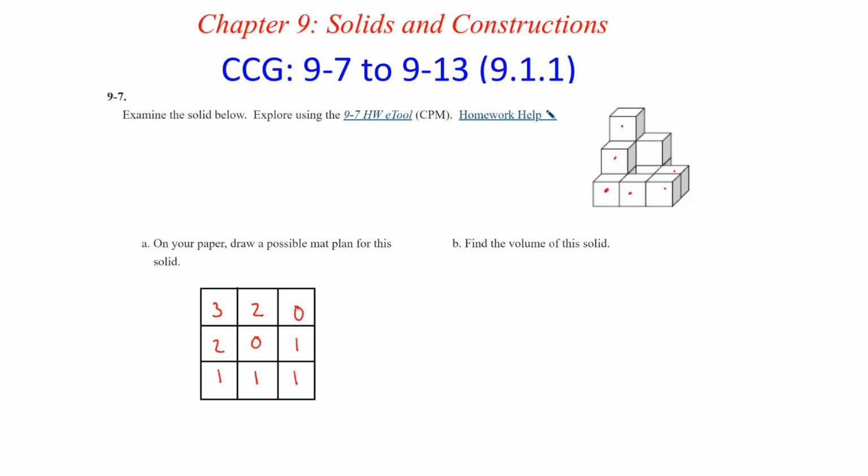Find the volume of this solid. So if you just add up the numbers that we just counted, 3 plus 2 plus 1 plus 2 plus 0 plus 1 plus 0 plus 1 plus 1, that will give you a total of 11. Make sure we label units cubed.